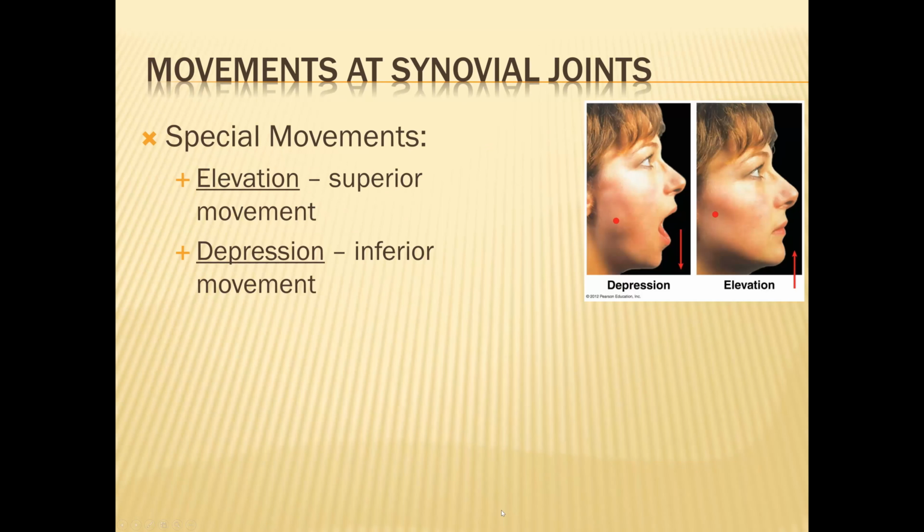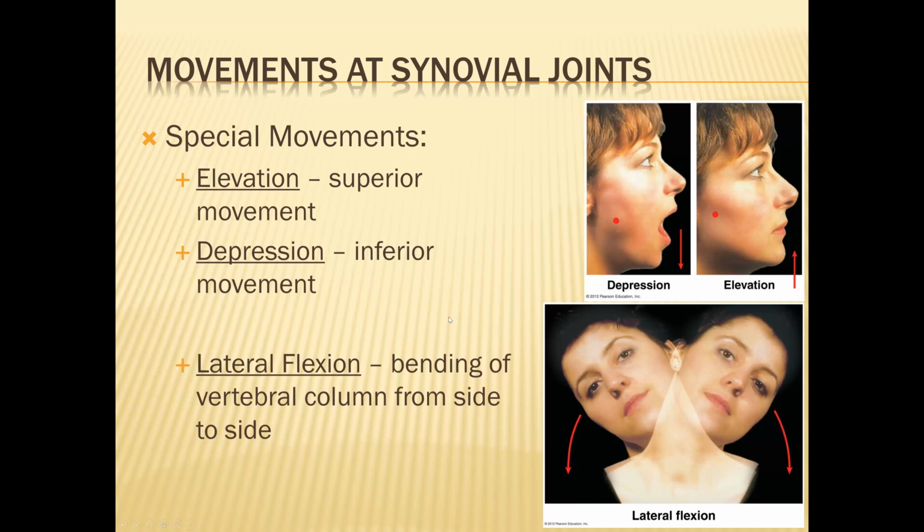Your jaw can also elevate and depress, and so can your shoulders. So elevation is a superior movement, or moving the joint in a superior direction. Depression is an inferior movement, or moving downwards.